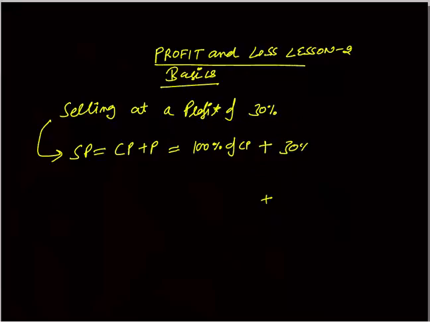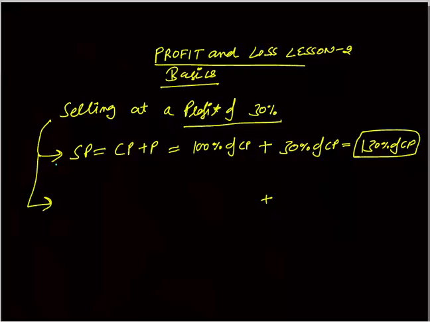This is 30% of CP. So can I say my final answer will be 130% of cost price. This is what you should write first. Whenever there is a profit of 30%, you should write your selling price is 130% of CP. It means that you are selling at 130% of CP.